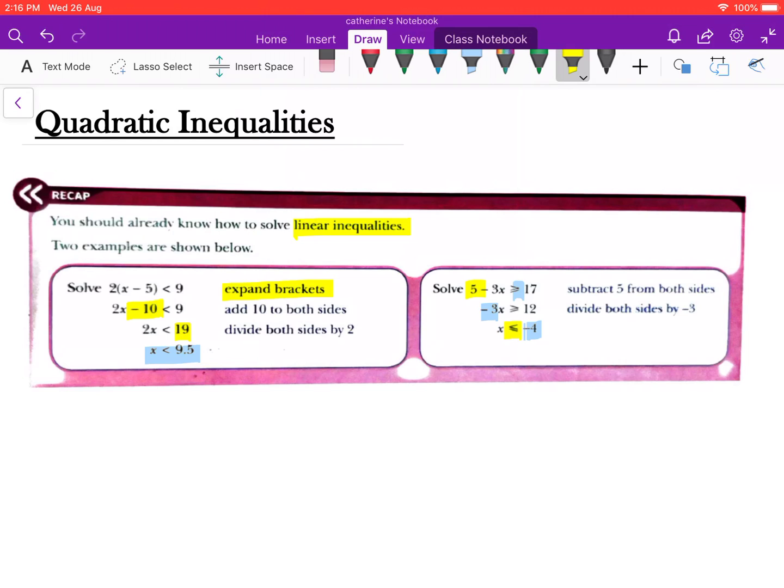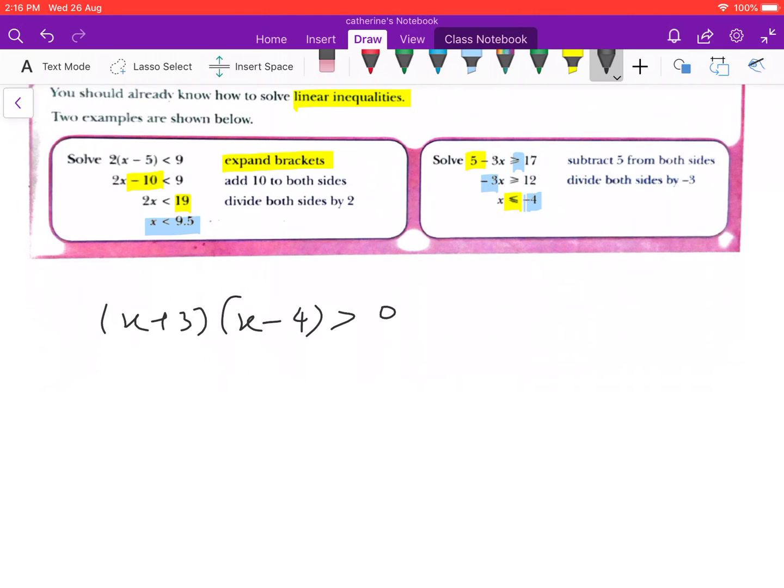Okay, so probably we try one example. If I am having x plus 3, and then x minus 4, more than or equal to 0. If I want to solve this question, first, since it's already factorized, I can break it: x plus 3 more than 0, and x minus 4 more than 0, and hence you will be getting x more than negative 3 and x more than 4. So no issue with the changing of the sign of the inequality.